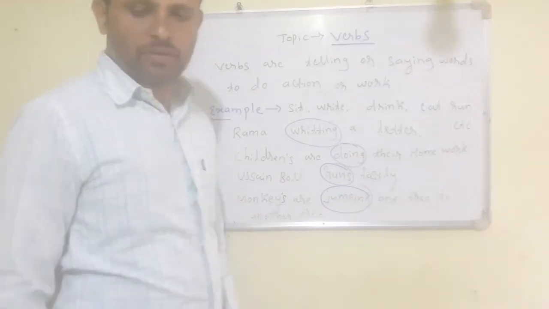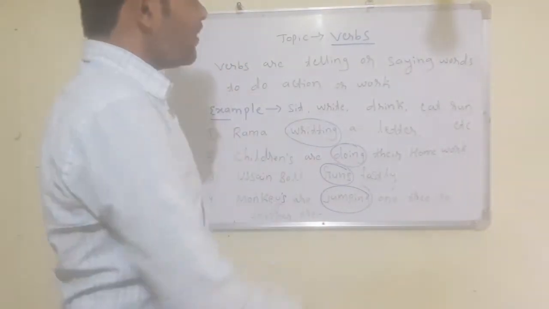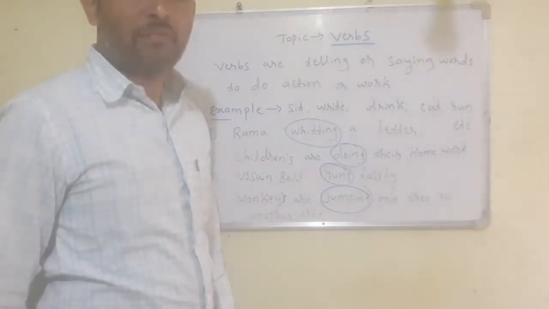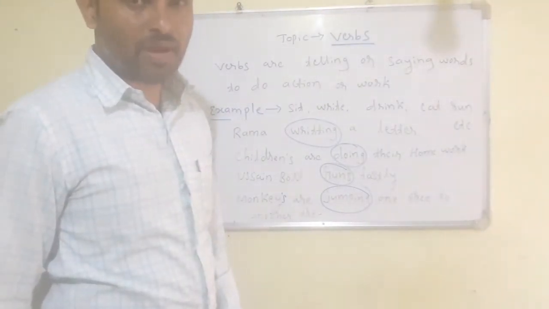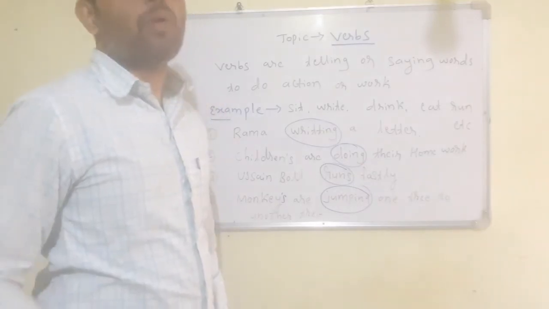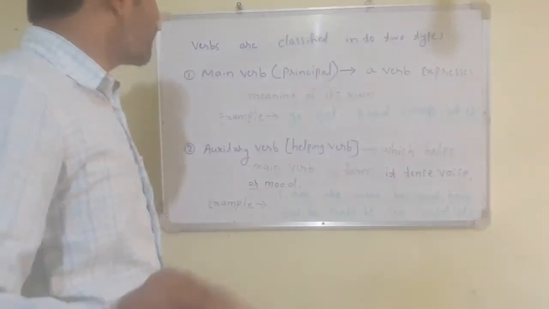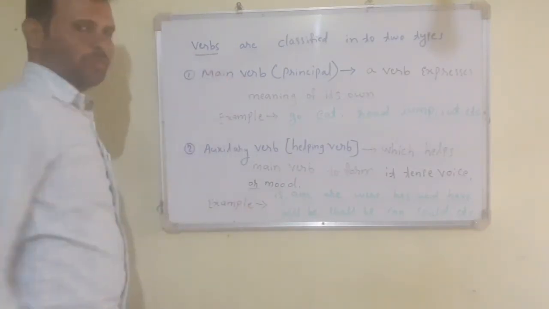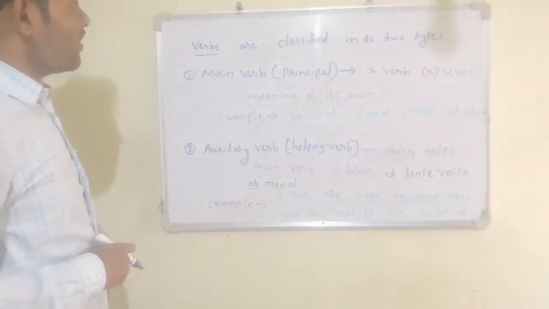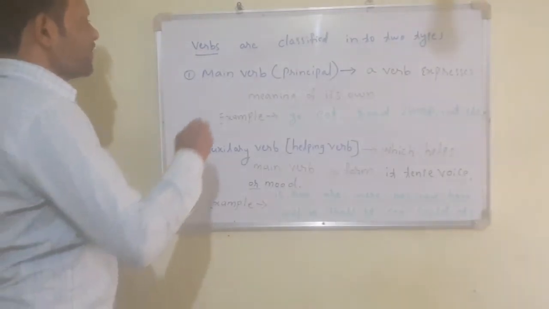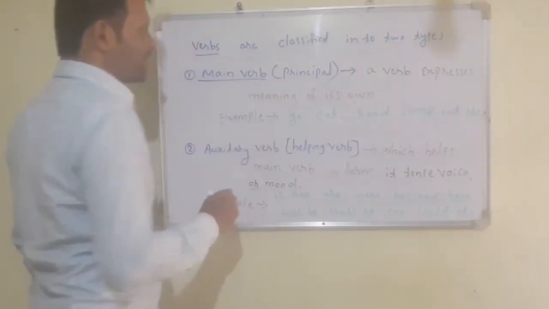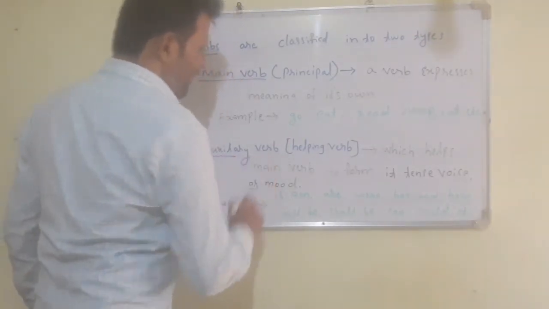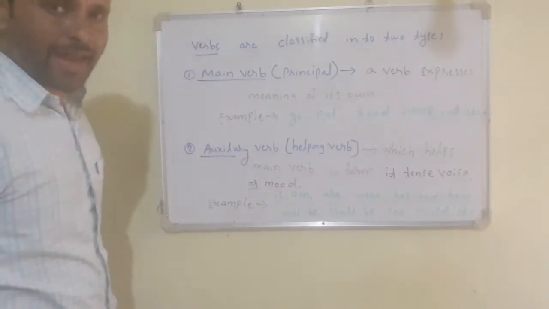Next, we are going to discuss the classification of verbs. Verbs are classified into two categories: main verb and auxiliary verb. One by one we will discuss. The first one is the main verb, also called the principal verb. Another one is the auxiliary verb, also called the helping verb.